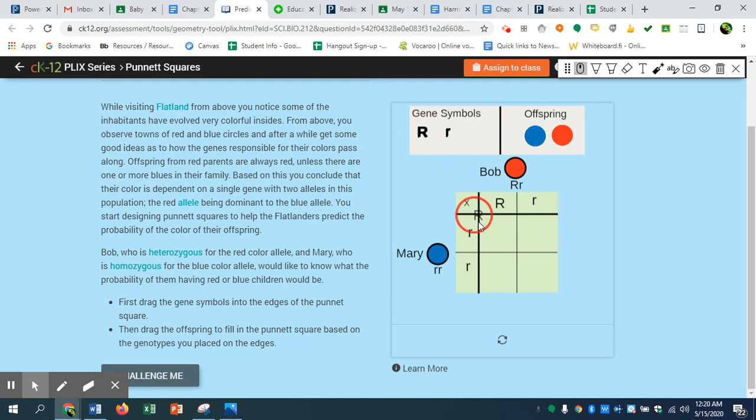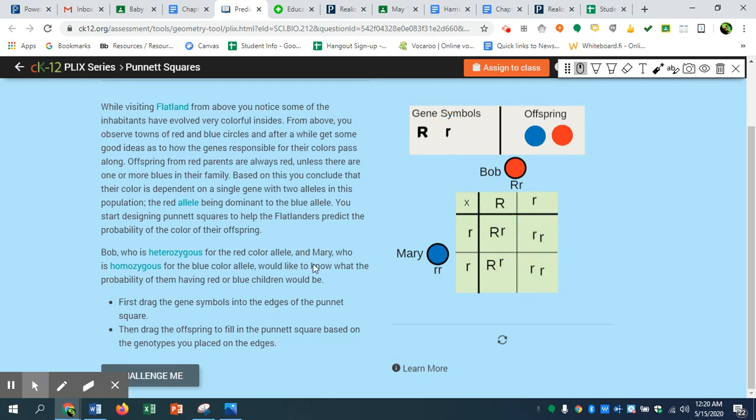So we have capital R, lowercase r for that box. This r comes down, that r goes over. So two lowercase r's. Okay, this r goes down, this r goes over. So we have capital, lowercase. Remember, capital always goes first. And then that r goes down, that r goes over. So two lowercase.